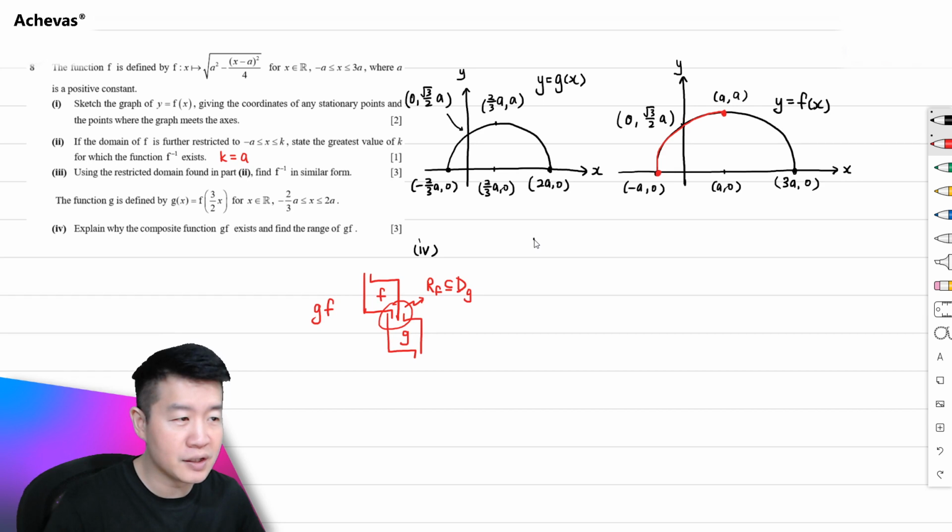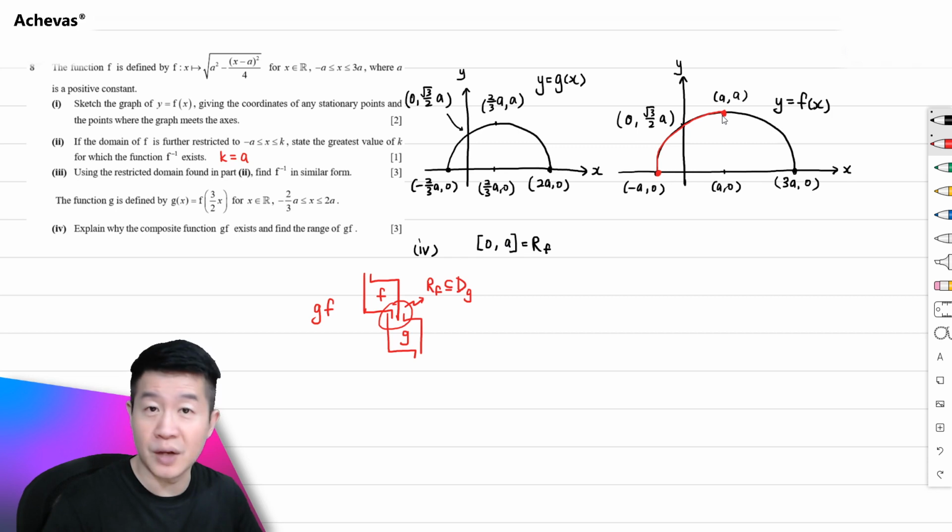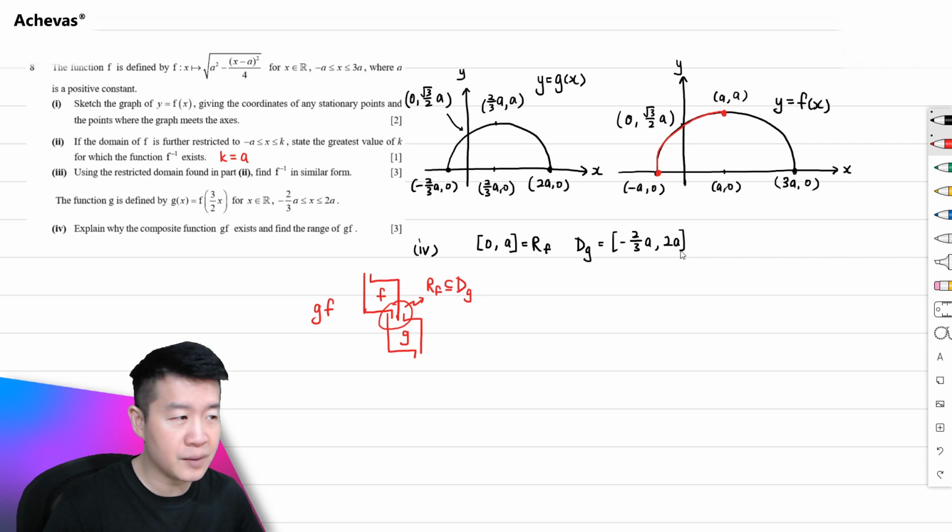So let's quote the range of f, which we have already done just now. The range of f is from 0 all the way until a inclusive. As for the domain of g, it is already given to us as from minus 2 over 3 a all the way until 2a. Because 0 is after this number and a is before this number, the set of values here is indeed a subset of the domain of g. Therefore, we can say that the composite function gf exists.